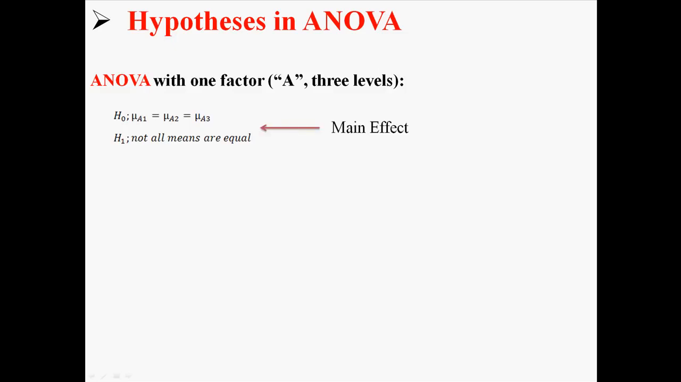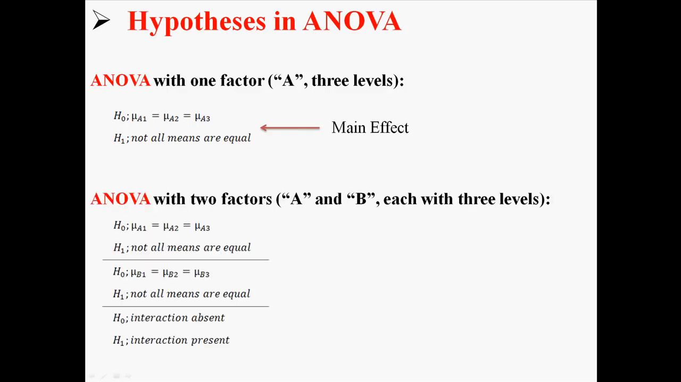When you're dealing with the effect of one variable, it's called a main effect. But here, imagine we have an ANOVA with 2 factors, A and B. You would have 3 different sets of hypotheses.